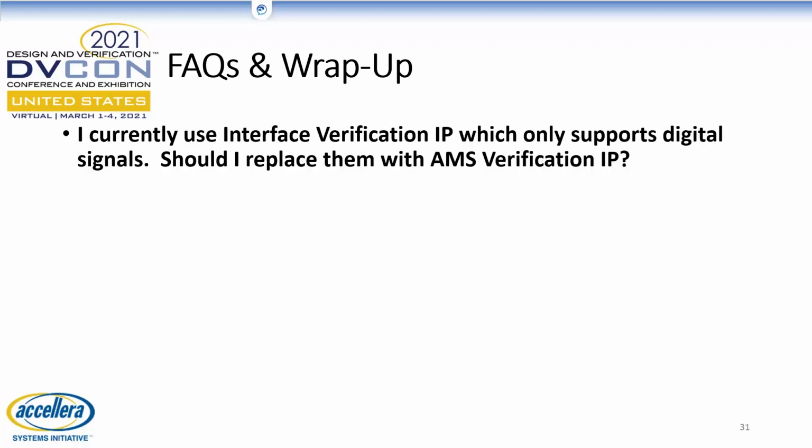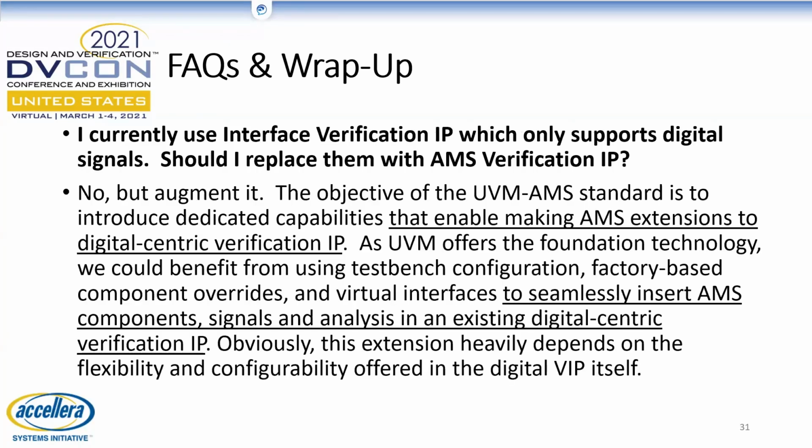The next one is, I currently use interface verification IP, which only supports digital signals. Should I replace them with AMS verification IP? Our answer is no, but just augment it. The objective of the UVM-AMS standard is to introduce dedicated capabilities that enable making AMS extensions to digital-centric verification IP. As UVM offers the foundation technology, we could benefit from using test bench configuration, factory-based component overrides, and virtual interfaces to seamlessly insert AMS components, signals, and analysis in an existing digital-centric verification IP.